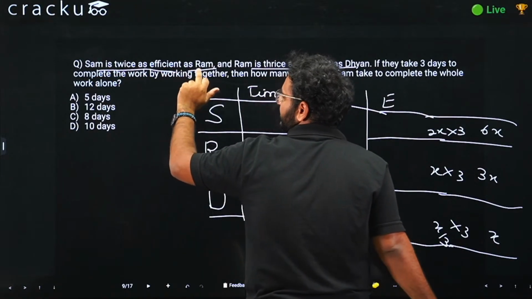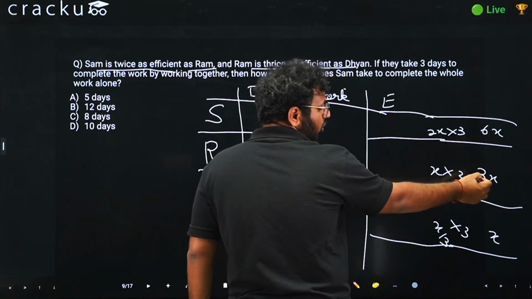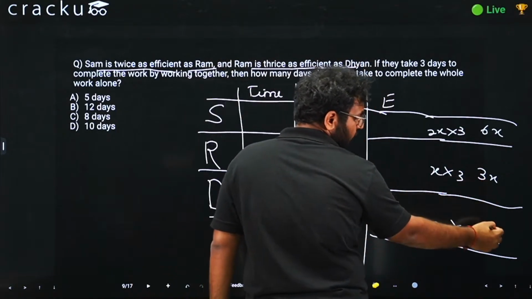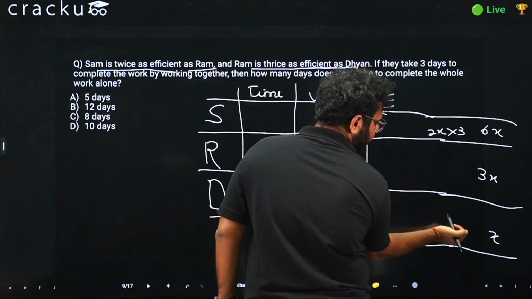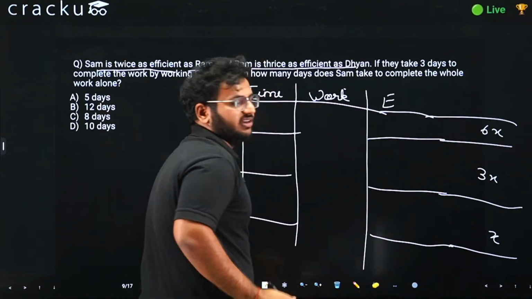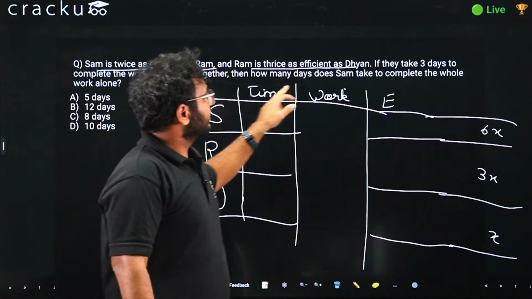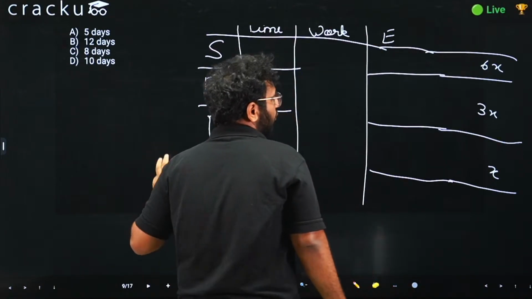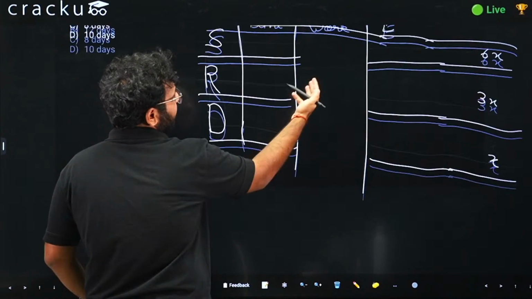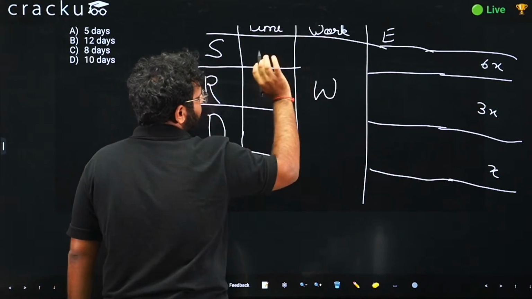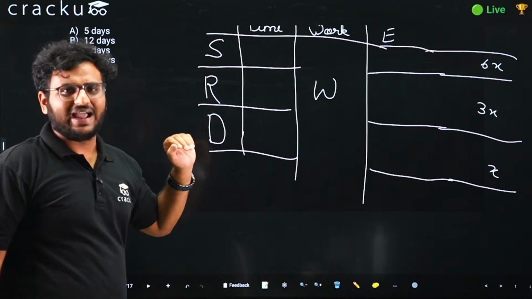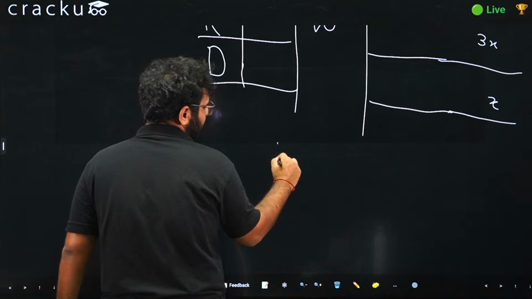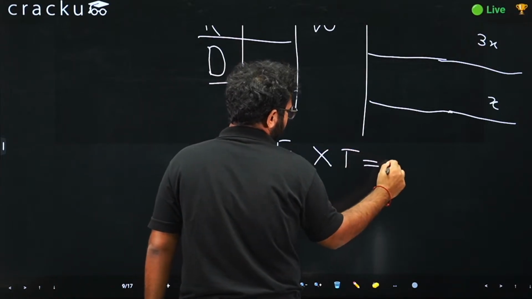The efficiency remains the same. Sam is twice as efficient as Ram, so 6x is 3x into 2. And Ram is thrice as efficient as Dhyan, so x into 3 is 3x. The ratio remains the same. Now, they take 3 days to complete the work together. Let us assume the work to be W. We don't need to find the value of time, because we are making this table to find efficiency. So efficiency into time is equal to work.